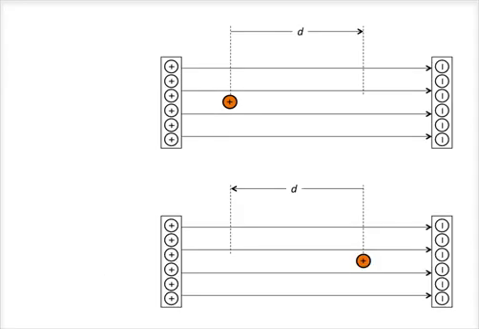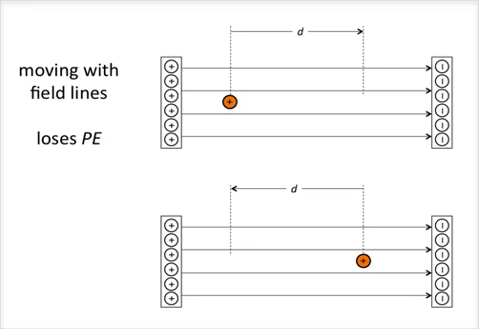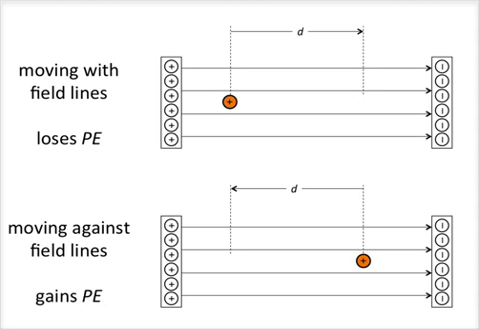We can write down a couple of simple and easy rules to remember. In the top case, this positive charge is moving with the field lines, and as a direct result, it loses potential energy because it's falling to where it wants to naturally go. In the bottom case, this positive charge is moving against the field lines, and as a direct result, it gains potential energy. Because to move it toward these positives, you have to do work and add energy to the system.